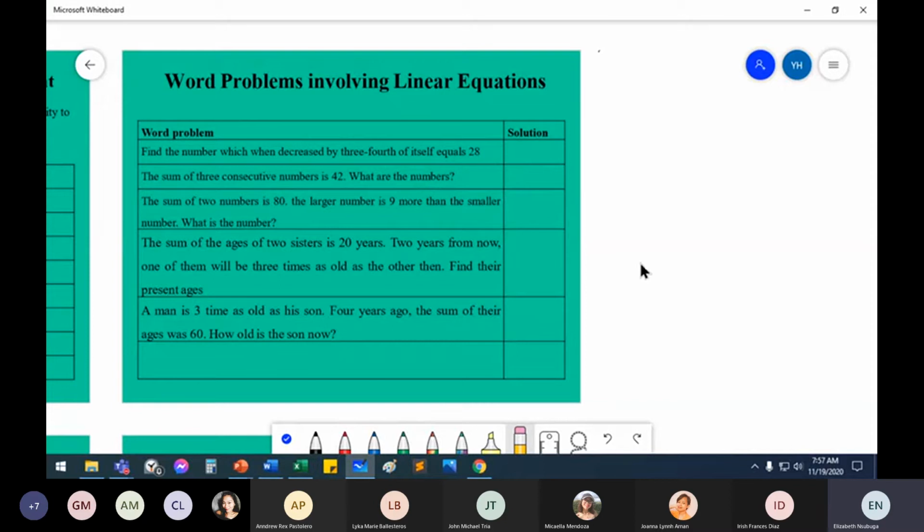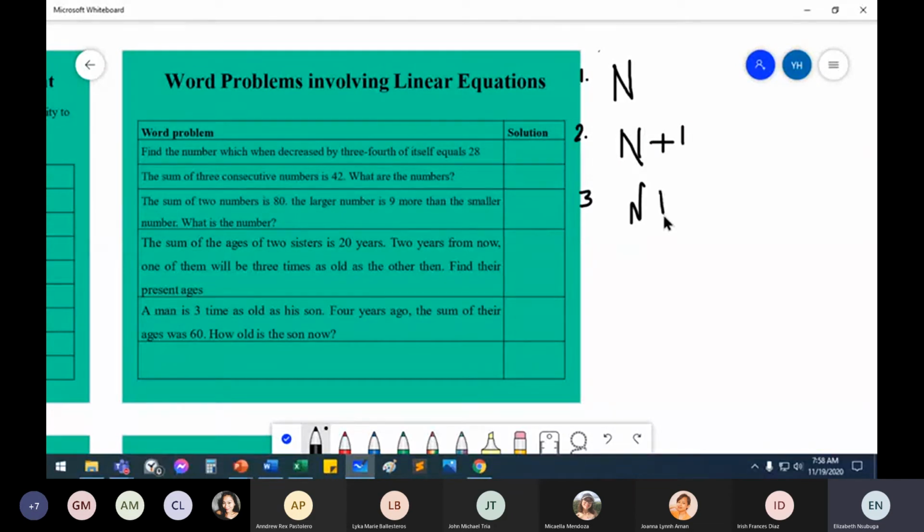What is the first thing you're going to do if you're reading problems like this? Give the variable a letter. The sum of 3 consecutive numbers is 42. So I'm going to say, let my first number be n. If the first number is n, what will be the second number, students? N plus 1. What will be the third number? N plus 2.